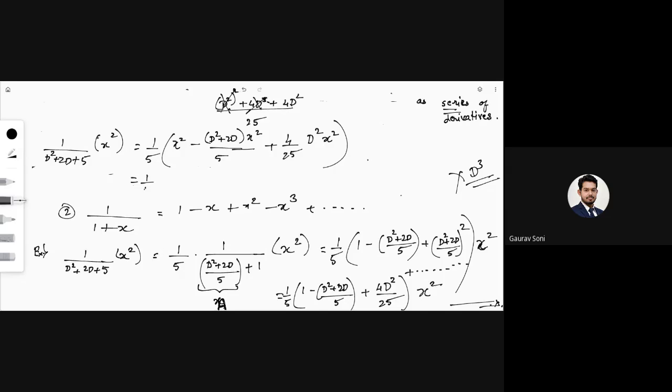So 1 upon 5, in bracket x square minus, in bracket, second derivative of x square, that is 2, plus derivative of x square is 2x, so this will become 4x divided by 5, plus x square is the second derivative to 8 by 25. This is our final answer.